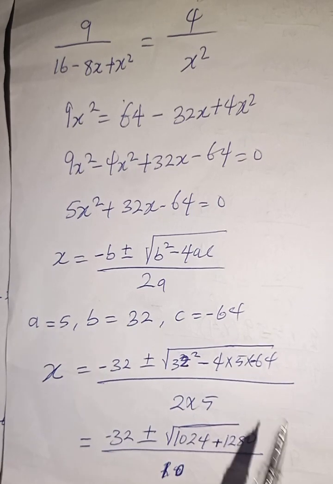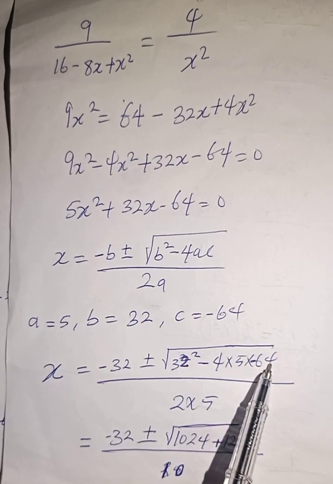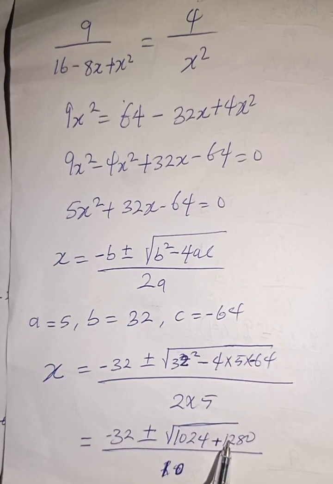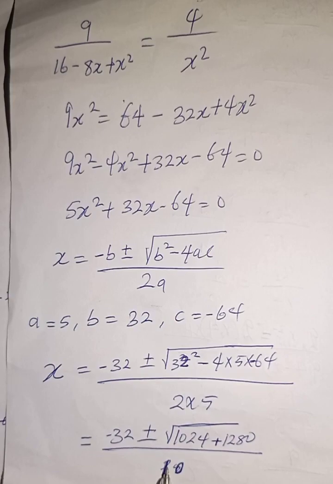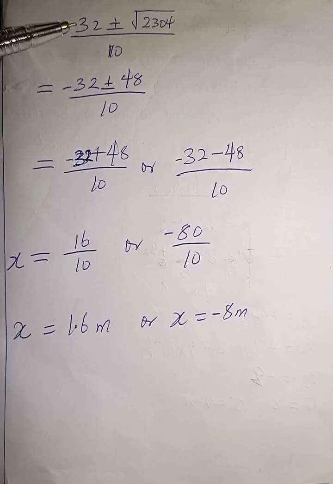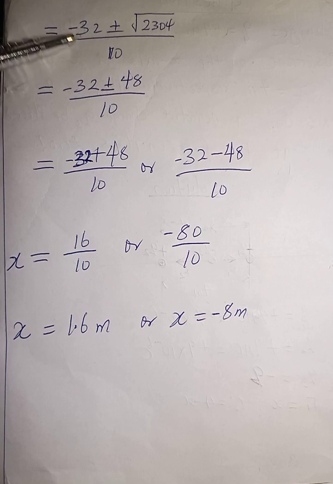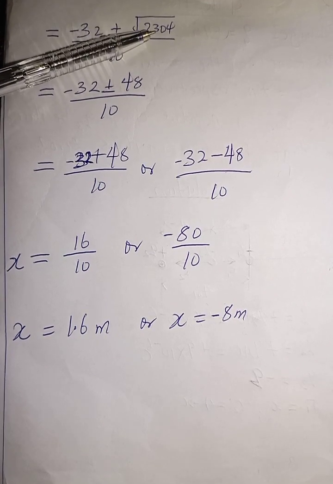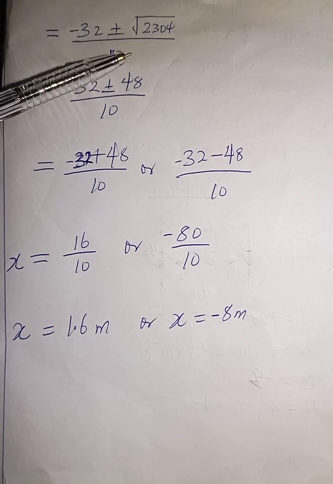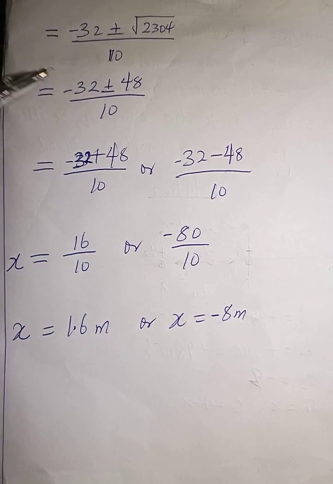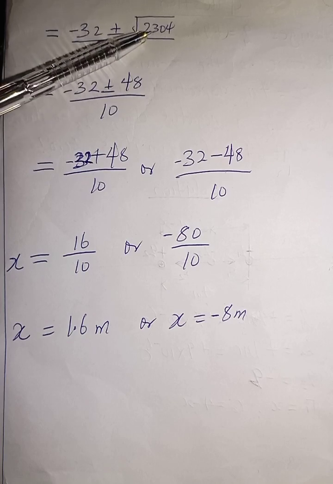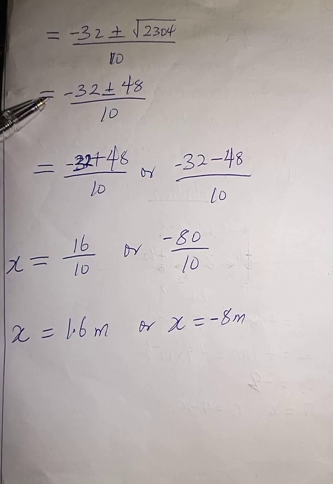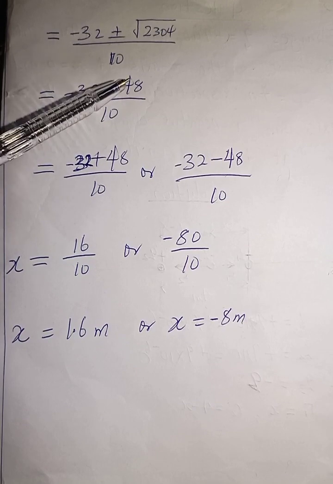Everything here multiplying each other will give us 2304, then 2 times 5 will give us 10. That's what we are going to have. If you solve this, you're going to have minus 32 plus or minus root of 2304 over 10. The square root of 2304 is 48. So we have minus 32 plus or minus 48 over 10.